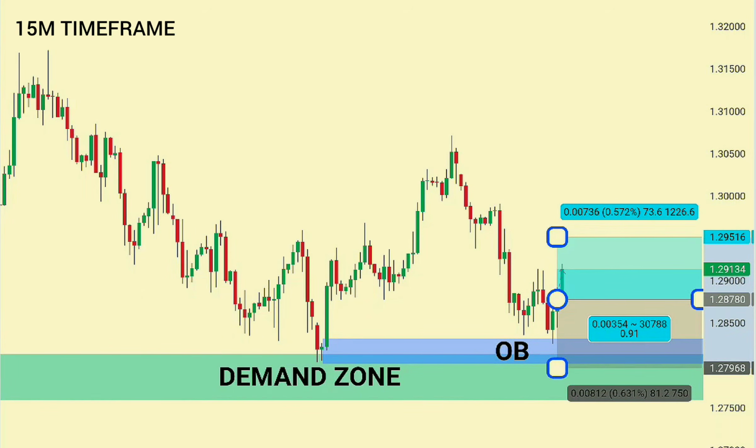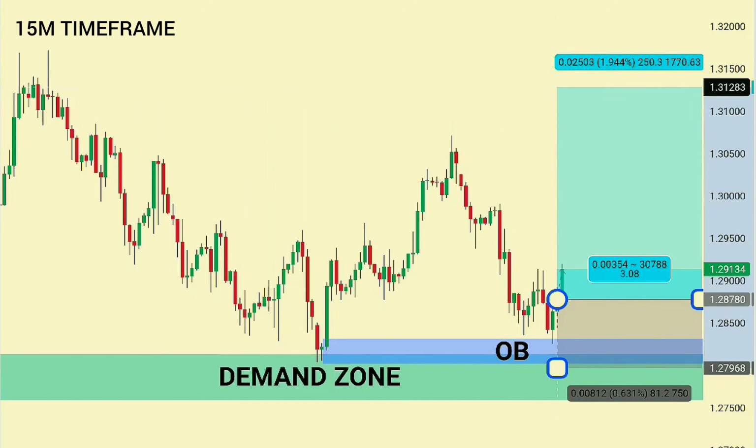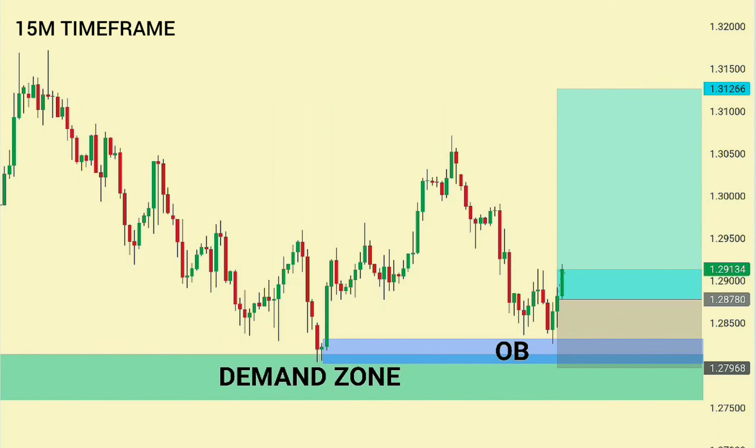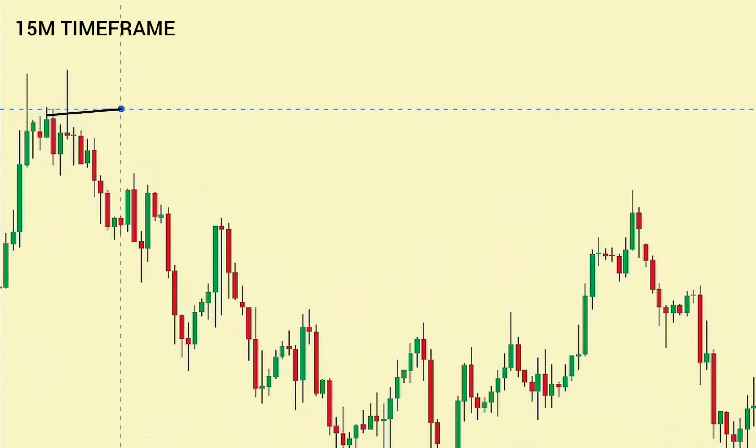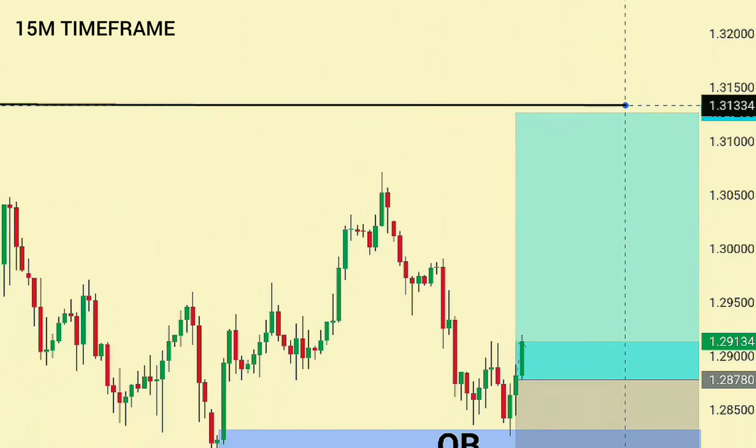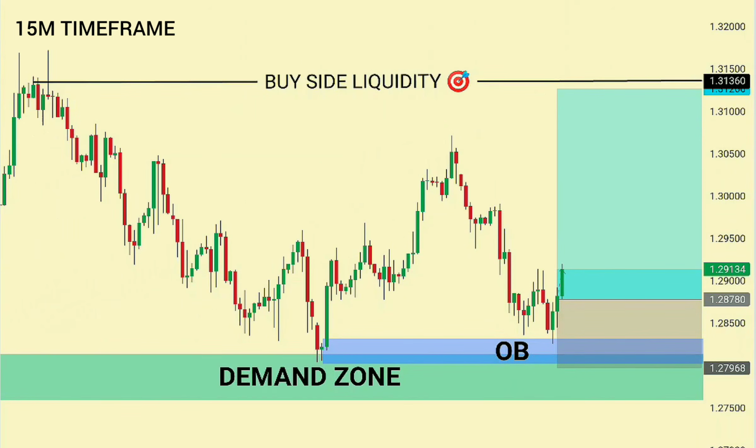My stop loss goes safely below the recent swing low, because if price breaks below that level, the buying idea is no longer valid. From here, I shift my focus to the next objective, which is the buy-side liquidity. Why? Because liquidity often becomes the destination of a strong move. As long as buyers remain in control, there's a higher probability that price will continue pushing higher to reach that liquidity. Now let's follow the trade and see how it develops.